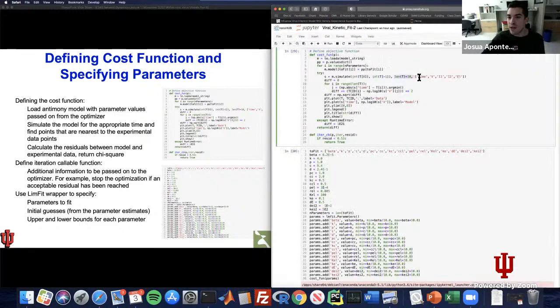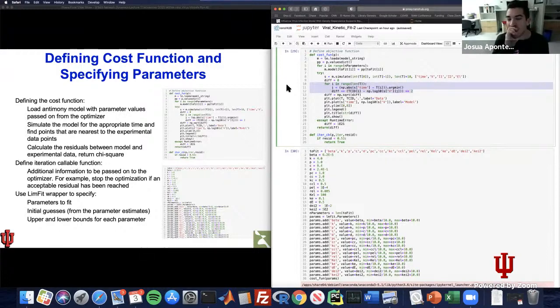In our model, in this code, we're not asking the user to specify how long. We just take the last point in your data, and then we decide how much longer after that to simulate the model. Okay. And then once we've simulated the model, then we need to compare the model to the data.